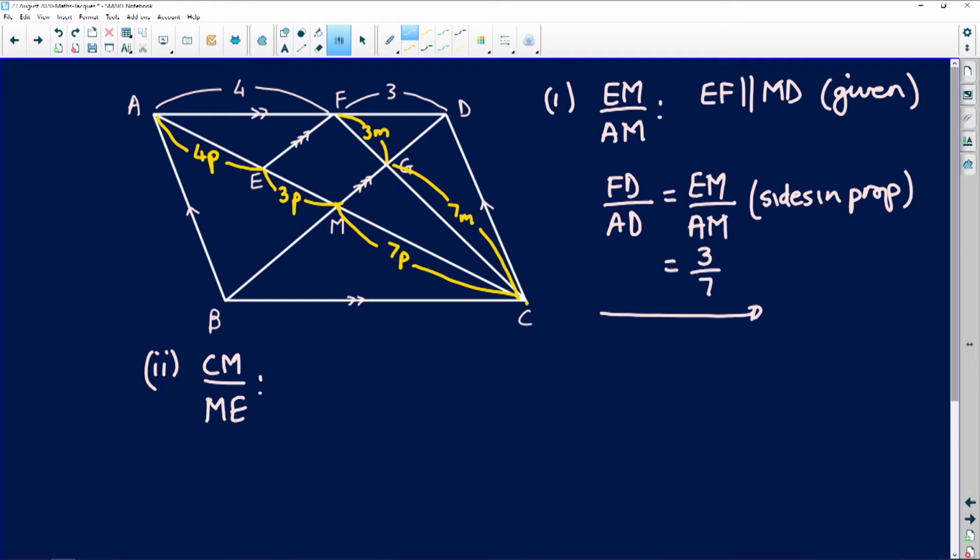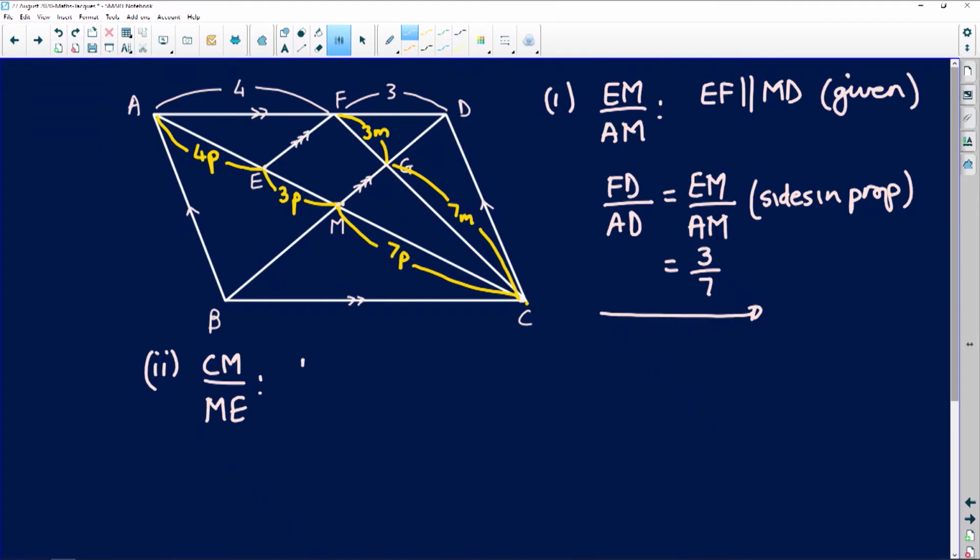CM over ME. There's CM, there's ME. Now we've already got that CM is 7p. How did it become 7p? Well, it was the diagonal that was bisected at M. So we need to start our argument there.